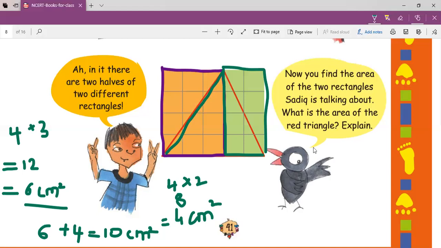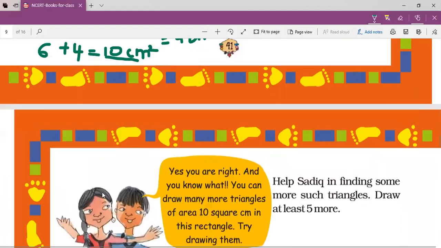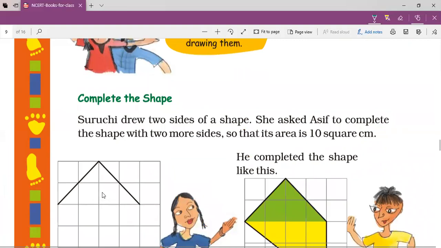Now here the crow is also asking us. Now find the area of the two rectangles Sadiq is talking about. What is the area of the red triangle, and explain. See, we found the area of the red triangle, that is 10 centimeter square, and we explained how 10 centimeter square is coming. Okay, understood, all of you? Now next, page number 42.